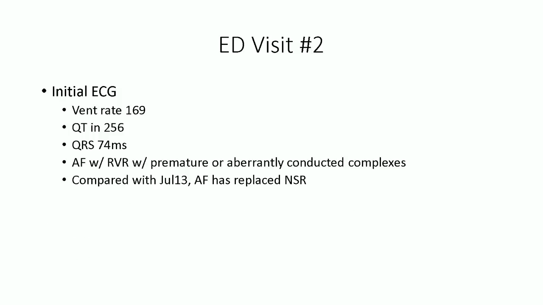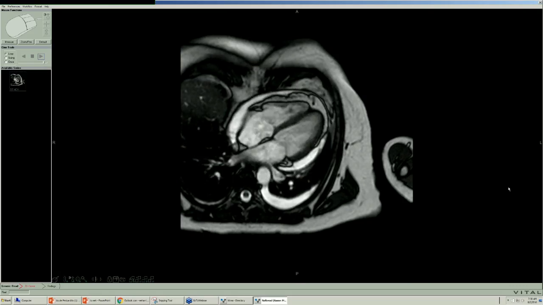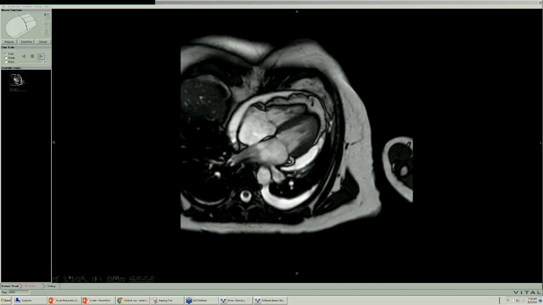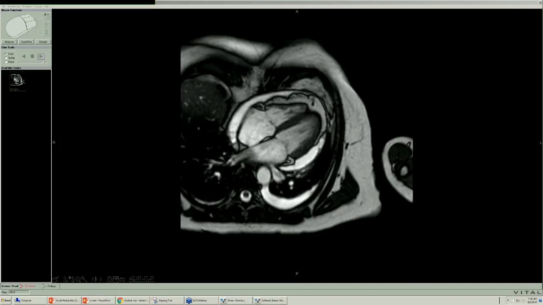Okay, we can go ahead and flip over and show an image. These are really beautiful pictures. As you can see, here's the left ventricular myocardium, normal left ventricular contractility. You can see the mitral valve. You can see filling through the left atrium and the pulmonary veins, through the mitral valve in the left ventricle.